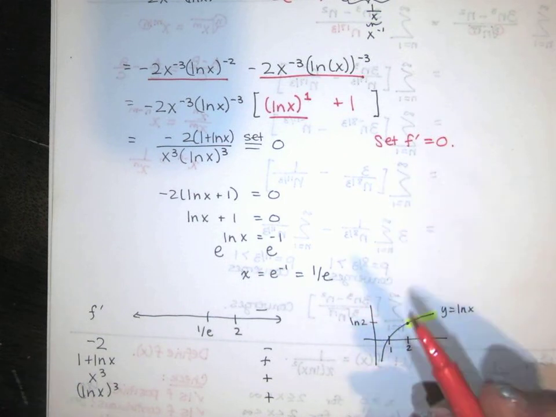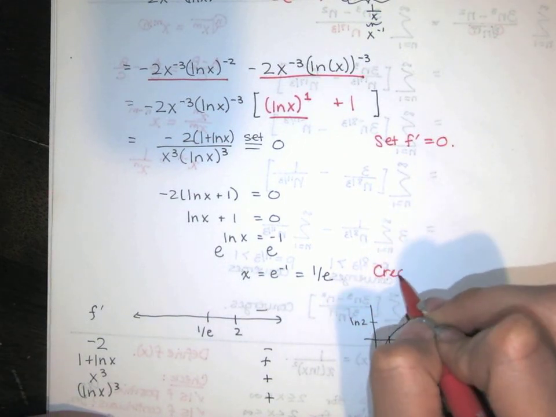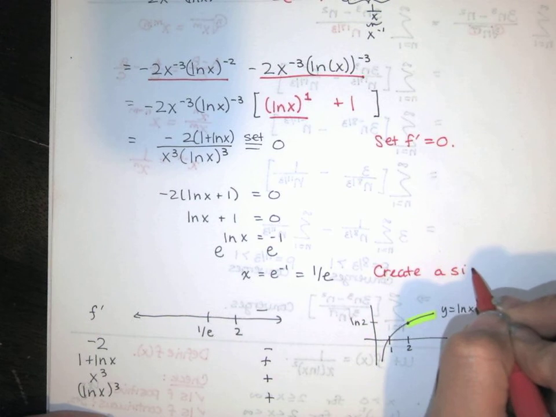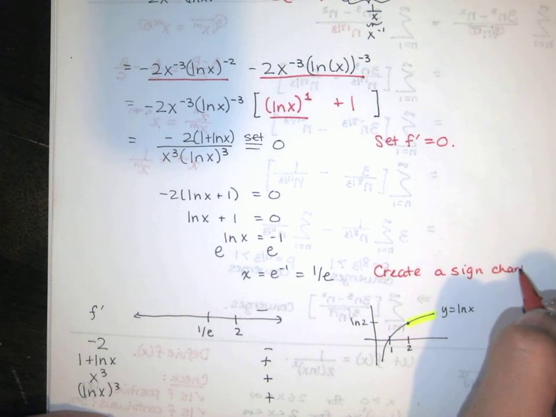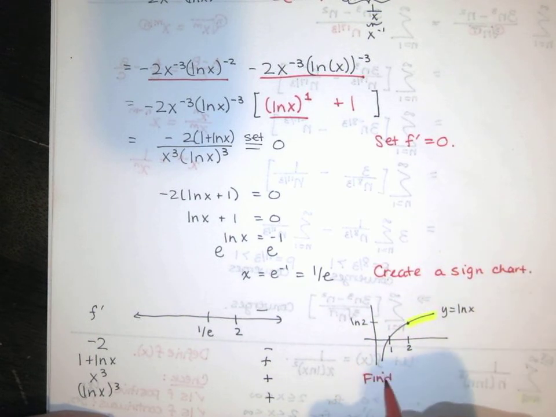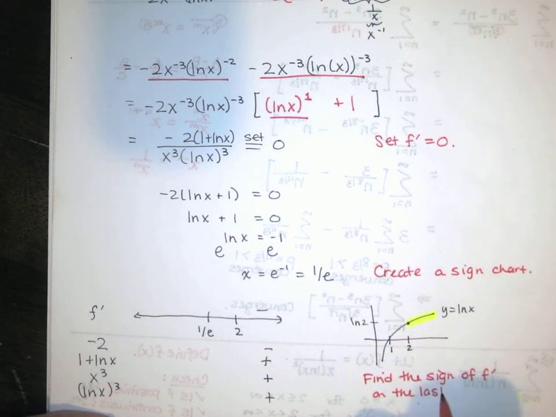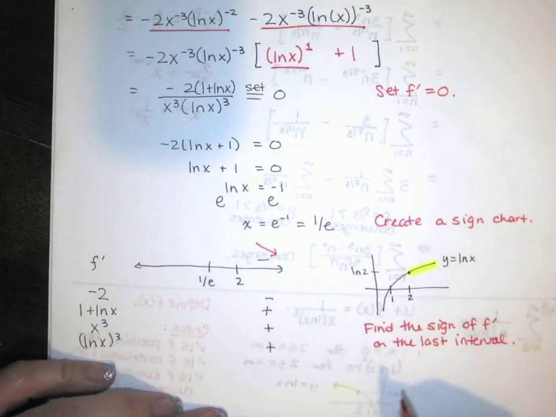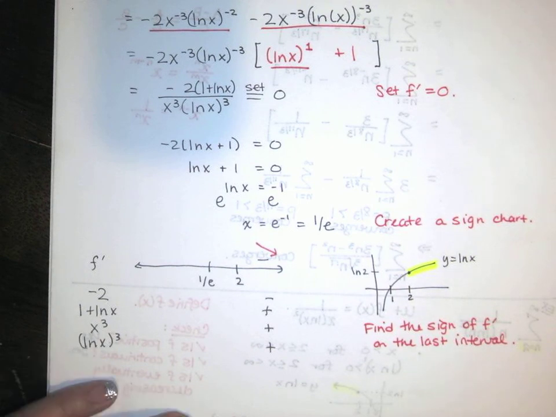We set f prime equal to 0, then we created a sign chart. And we're trying to find the sign of f prime on that last interval, the one that goes from some x value to infinity. Since f prime is negative, that means the slope is negative over there. And if the slope is negative, that means the function is decreasing.